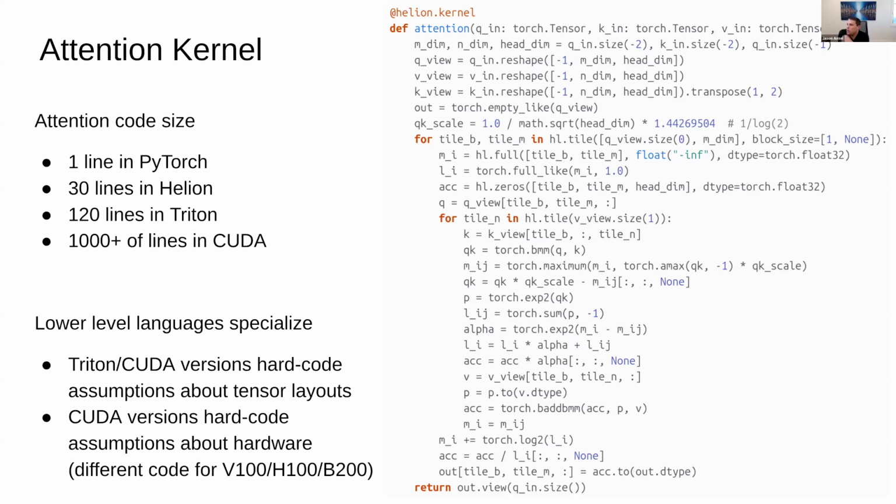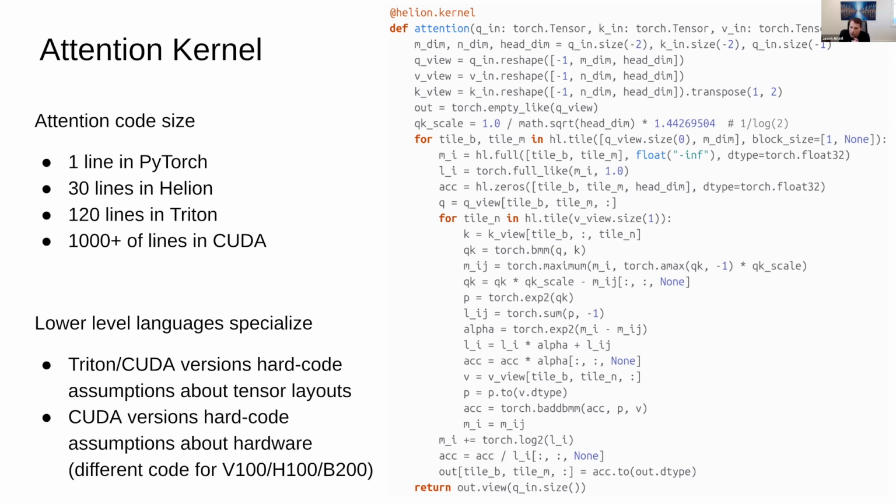So here's a bigger example. This is an example of an attention kernel written in Helion. I'm not going to go over the details of the attention kernel. This is checked into the repo if you want to take a look. But I think it illustrates the different levels of abstraction that you have here.